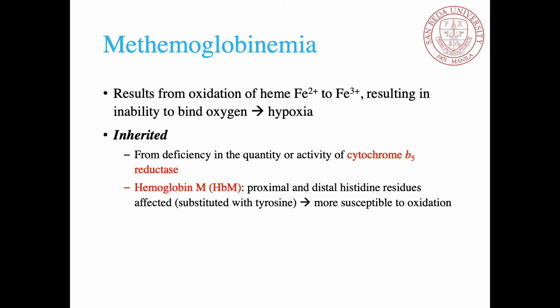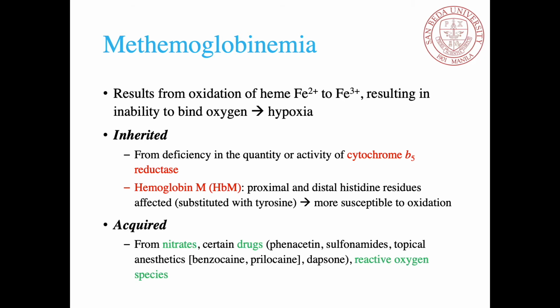Most hemoglobin Ms involve a substitution of a tyrosine amino acid for either the proximal or the distal histidine amino acid found in the nonpolar crevice I mentioned earlier. Now, these amino acid substitutions cause heme iron to auto-oxidize, which results in methemoglobinemia. In the acquired form, on the other hand, nitrates, certain medications, and even reactive oxygen species, when abundant enough, result in the oxidation of ferrous iron to ferric iron.